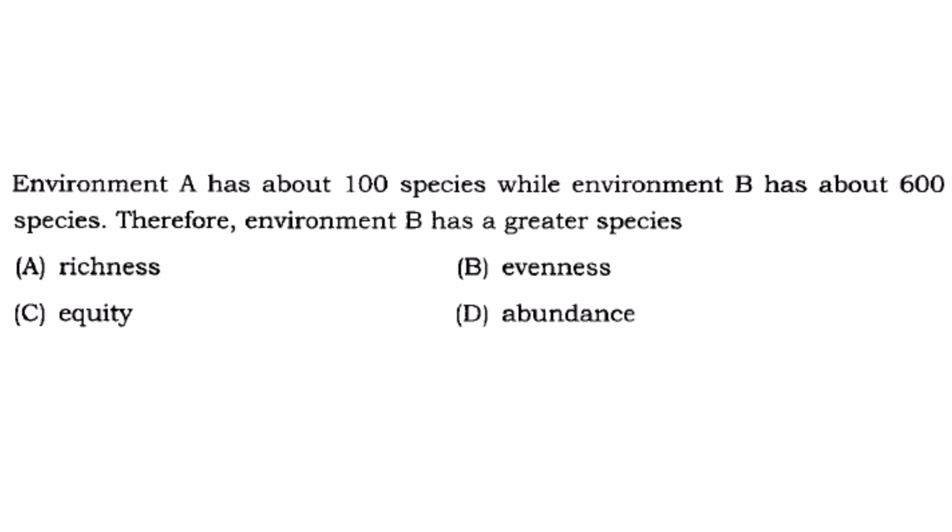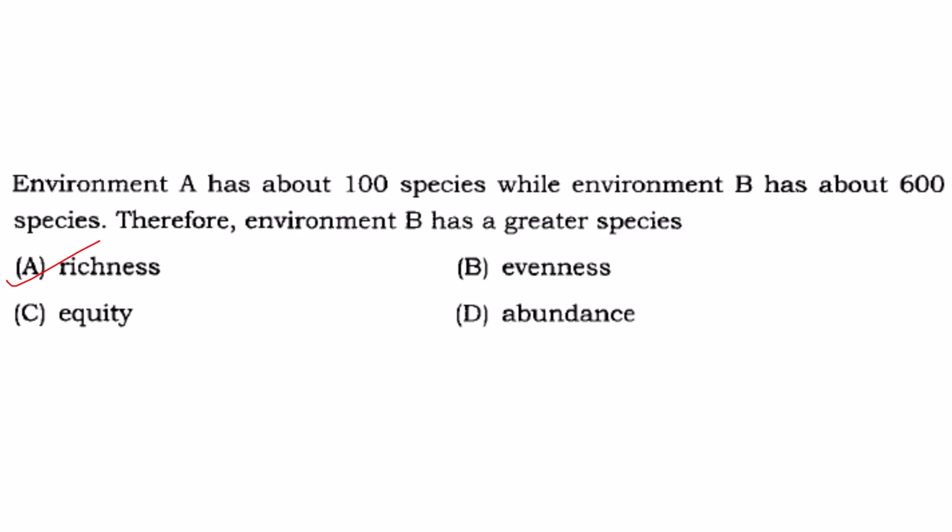Then environment A has 100 species, environment B has 600 species. Therefore, environment B has greater species richness. What is species richness? It refers to the number of different species in an environment. So here environment B is having more different species than A.